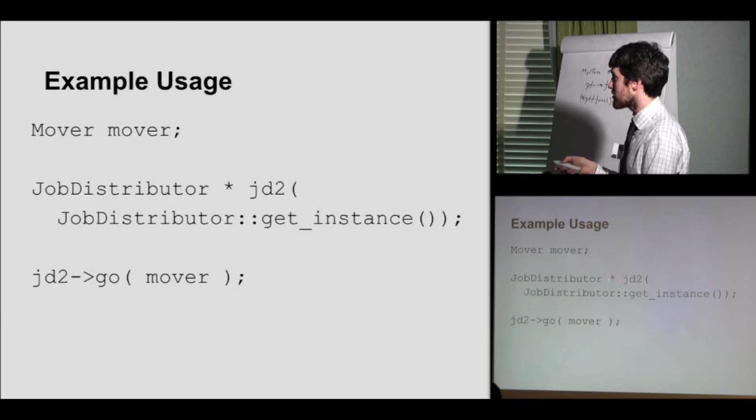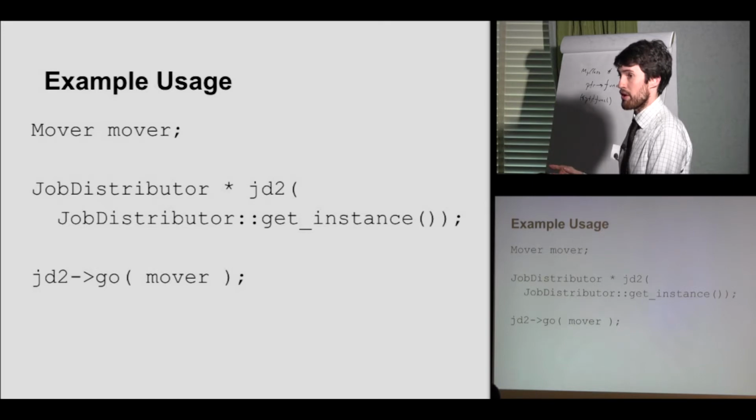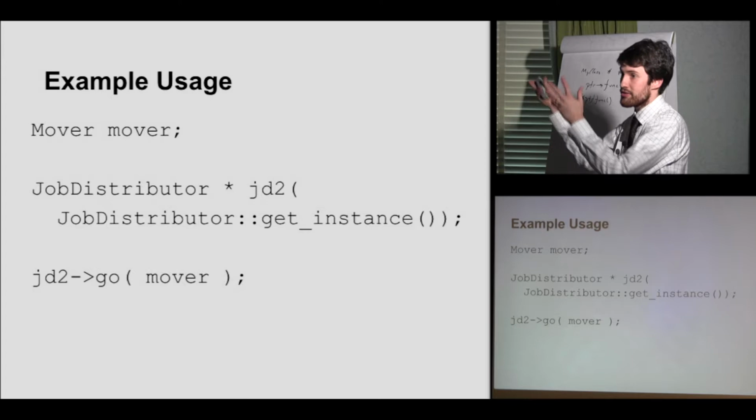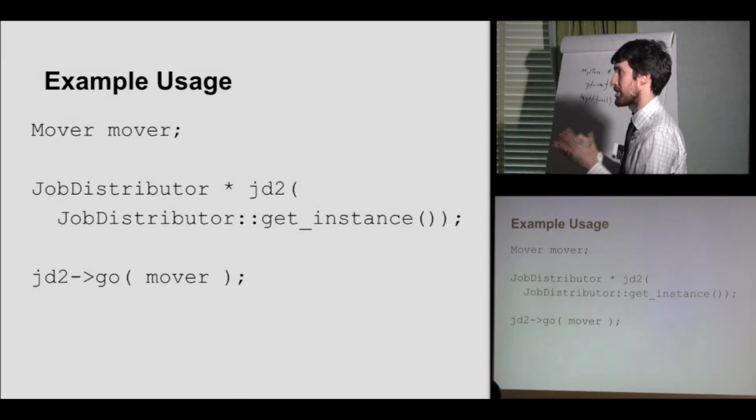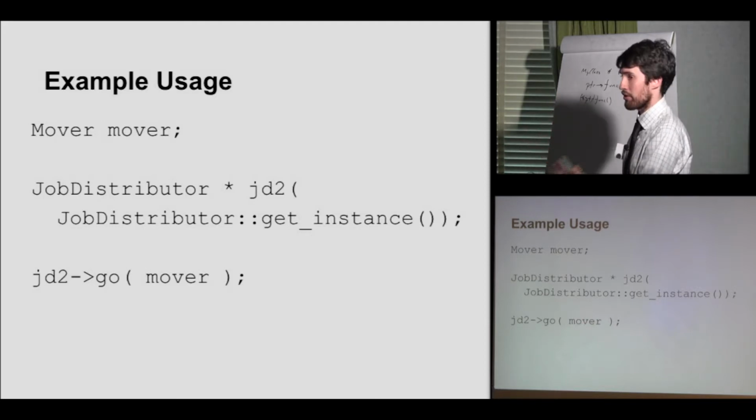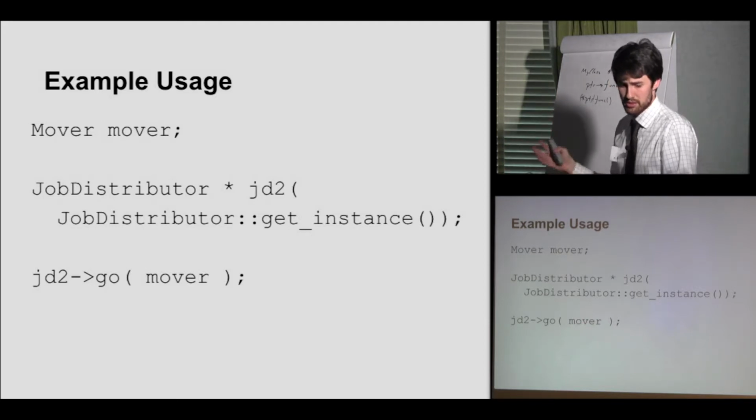Just to note that this is going to be a raw pointer to the job distributor, because as Andrew was talking about smart pointers, when smart pointers go out of scope, if they're the last pointer to the object, then the object's destroyed. So if we put this into a smart pointer, then we would end up destroying our one version of the job distributor. If we just get a raw pointer to it, then it lives on, and it will just be this global job distributor, and that's just the way this is set up. Once you have the job distributor, you call the go function on it, and you pass in the instance of the mover, and it takes it from there and applies the mover to all the structures on the inputs. Does that make sense?